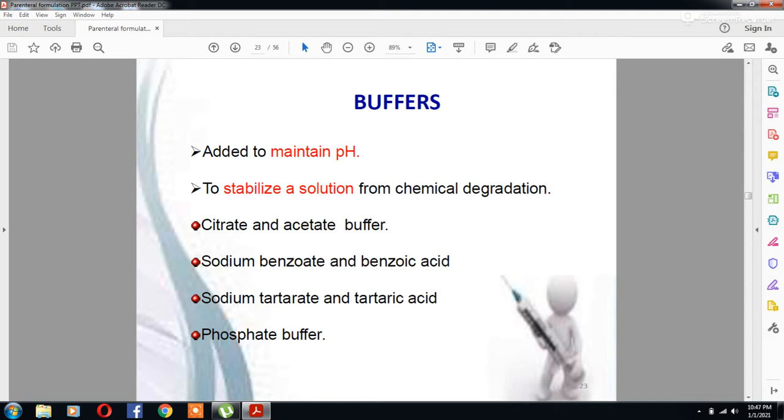Now buffers are usually added to maintain the pH, the power of hydrogen ion concentration, to stabilize a solution from chemical degradation. Citrate and acetate buffers are used, sodium benzoate and benzoic acid, sodium tartrate and tartaric acid are also used, as well as the phosphate buffer.